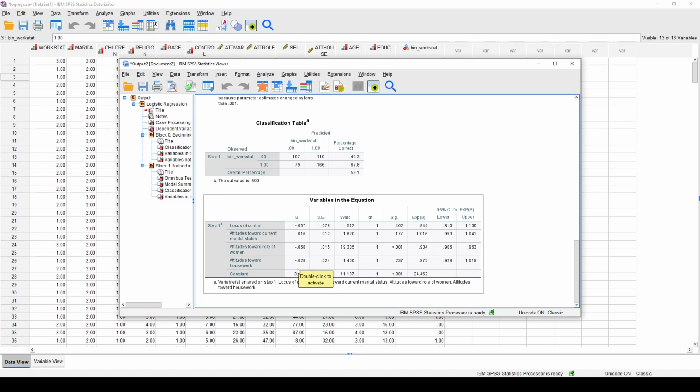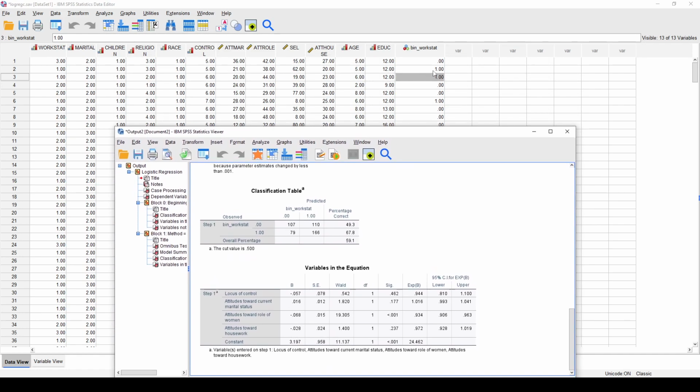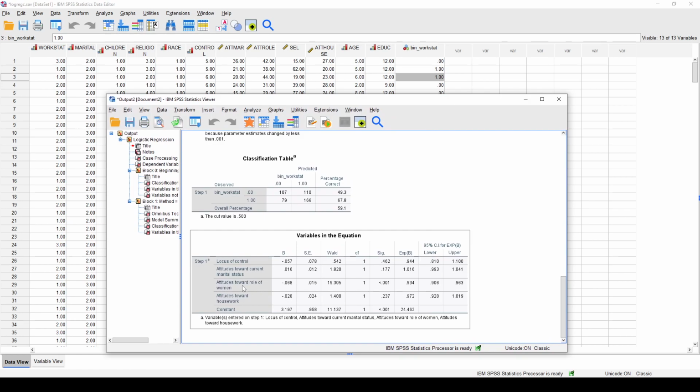on the sign. Again, a negative sign means that as this goes up, the probability goes down, and our one is working, so the probability of working goes down. The positive would be as this goes up, the probability of whatever our one is, in this case working, goes up. Now, I don't interpret those. Again, the significance indicates how confident I am that this is different than just random noise. And for all except the attitudes of role towards women, I'm not particularly confident that this is anything more than random noise.